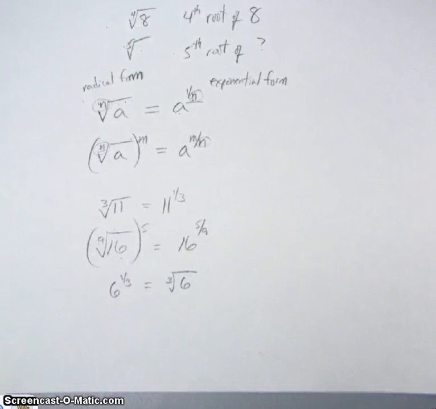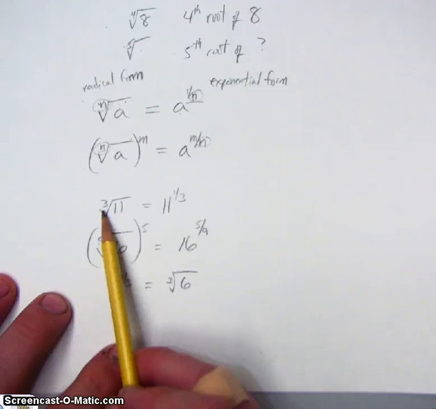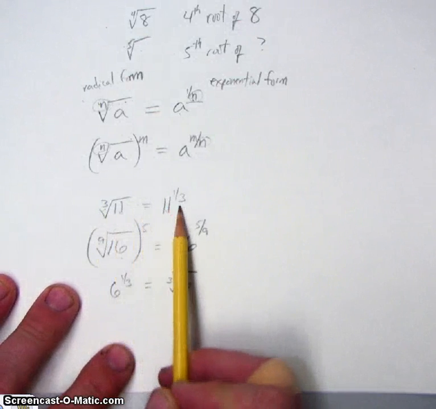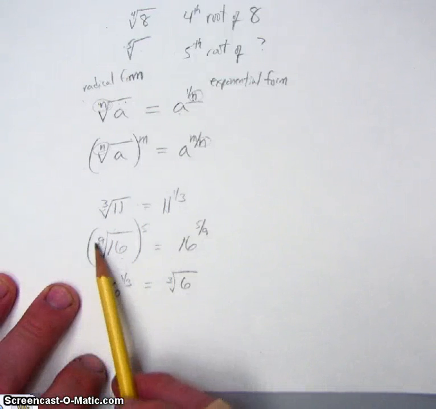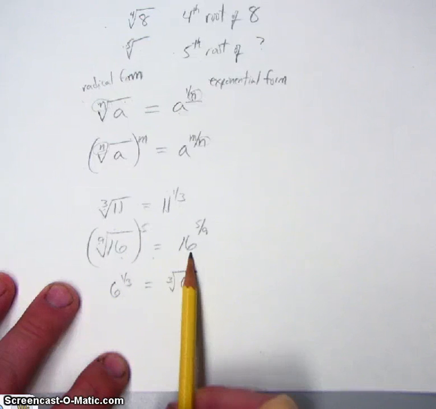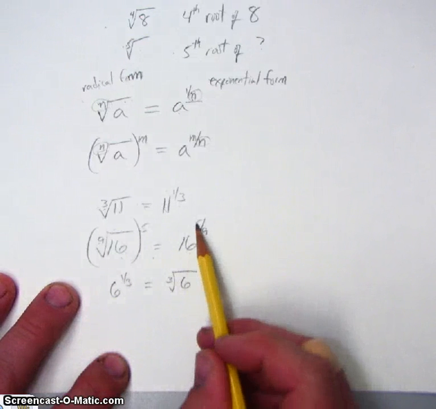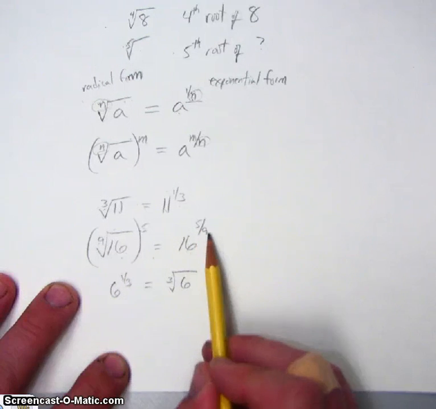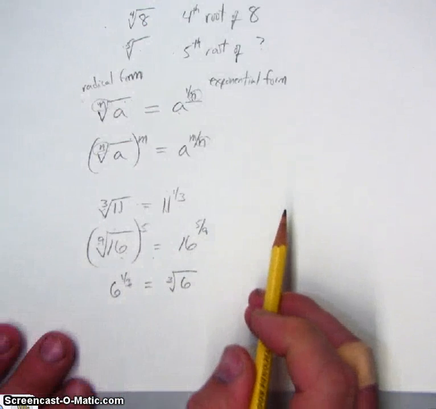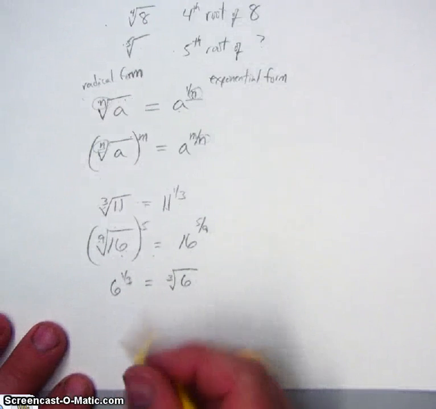Okay. So again, the cube root of 11 becomes 11 to the 1/3. The ninth root of 16 to the 5th power, so it's in radical form, that'll be 16 to the 5/9, where the index is the denominator. Index is the denominator. All right, so let's actually do two more.